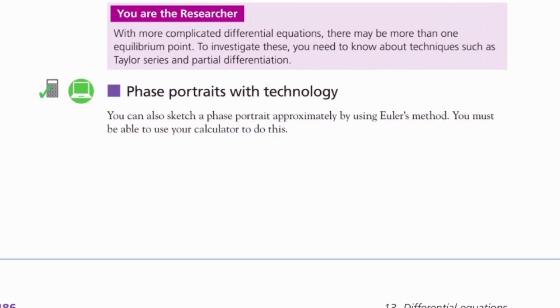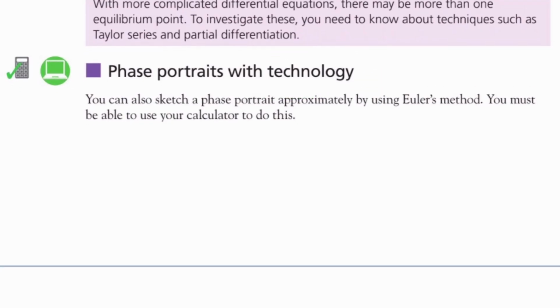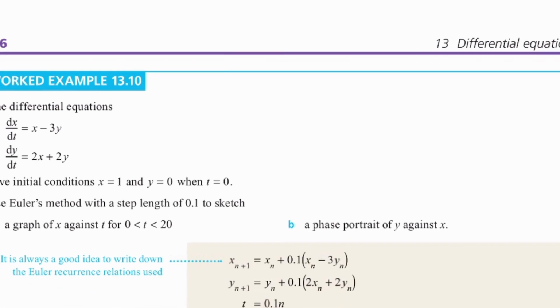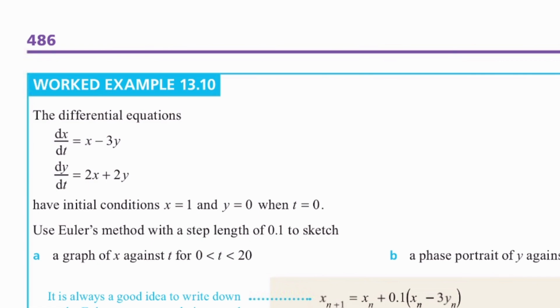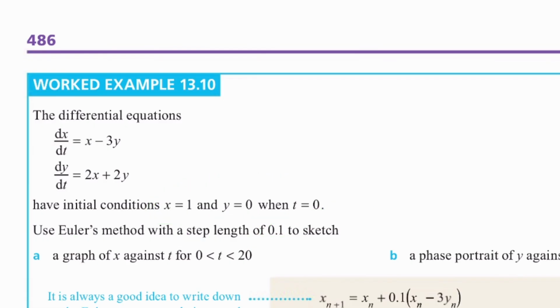Okay, now the topic is phase portrait. Let's look at the phase portrait, guys, with technology, how we can do it by GDC. You should know Euler's method. If you don't know, please go and watch the video for Euler's method. This is our differential equation. The initial condition is given, so we're gonna use Euler's method with a step length of 0.1. So this is our h.